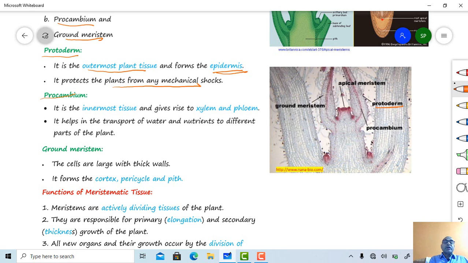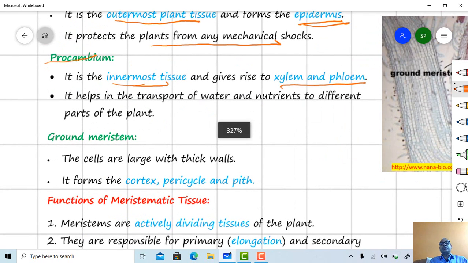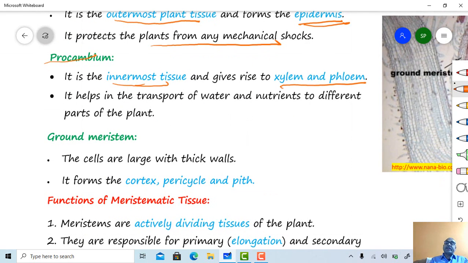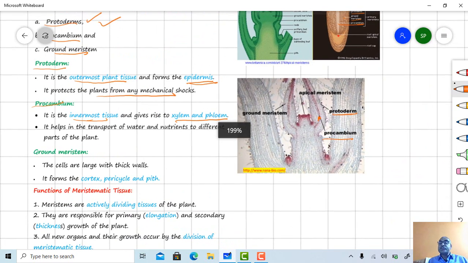What is procambium? It is the innermost tissue. This reddish colored part is the procambium. It is the innermost tissue that gives rise to the vascular tissue system, the xylem and phloem, and it helps in transport of water and nutrients to different parts of the plant. Xylem is involved in transport of water, while phloem is involved in transport of food material within a tissue. And the third one is the ground meristem.